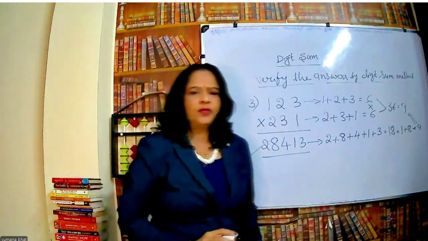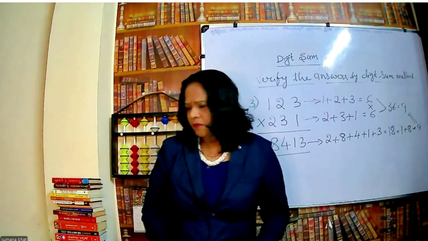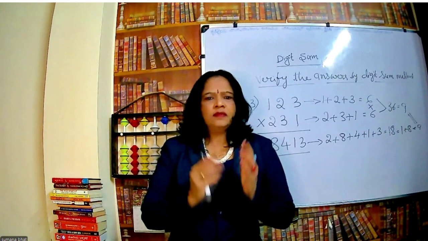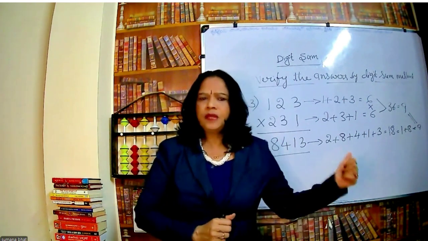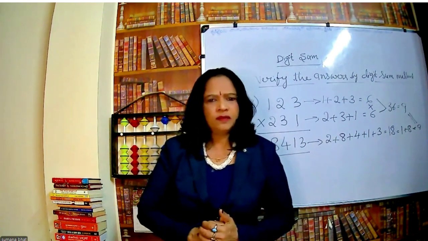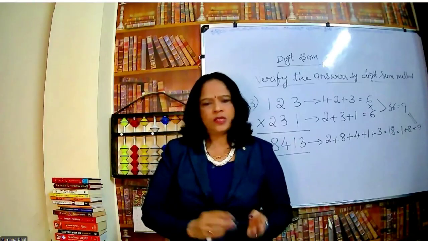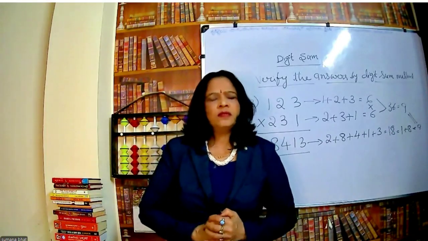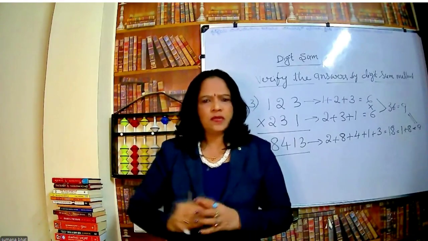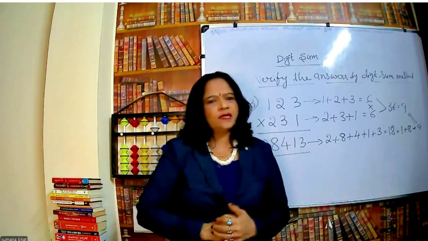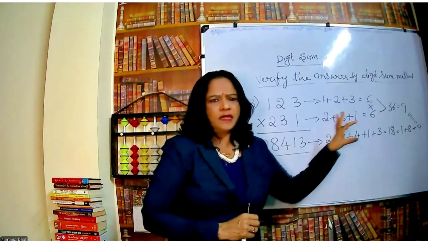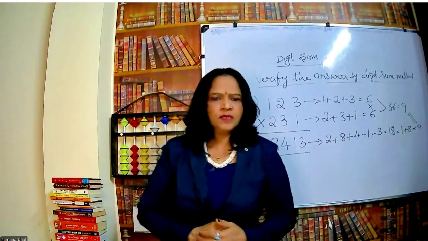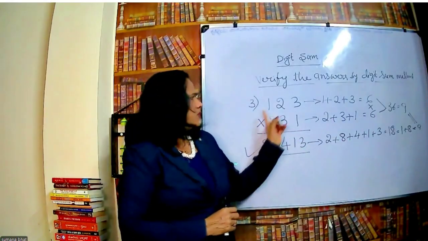This is how we are going to use the digit sum, or digital root, or Beejank, to verify the answer without doing the actual process of addition, subtraction, multiplication and division. If you teach this to the kids, when they do these sums, they can check it then and there, and all this can be done mentally. If they do more and more sums, very easily they can check.